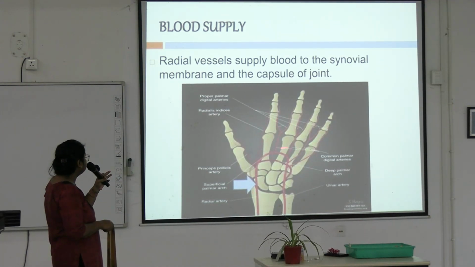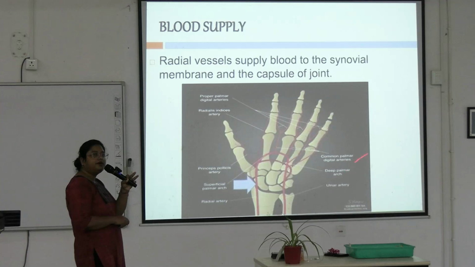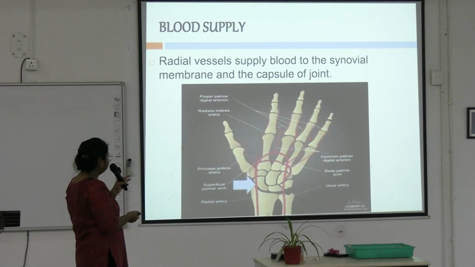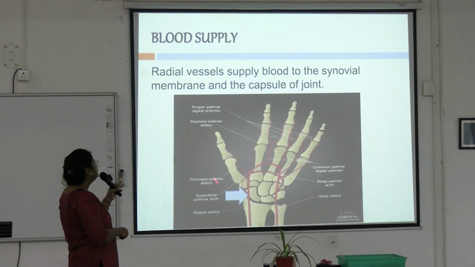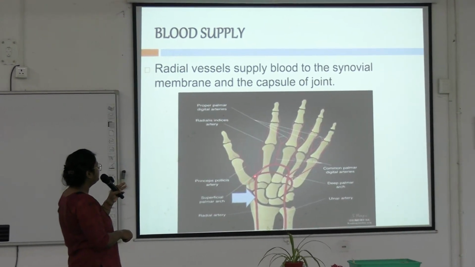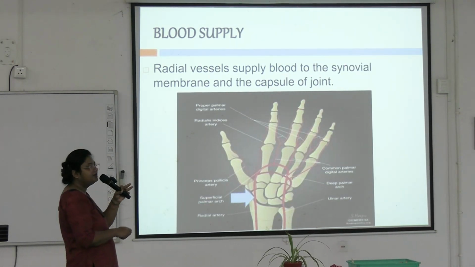This is superficial palmar arch. Okay, radial artery is continuing as the superficial palmar arch. And it is giving branch, it is lying in medial relation to this carpometacarpal joint here. So this will get branch from the radial artery. So radial vessels supply blood to the synovial membrane and the capsule of the joint.